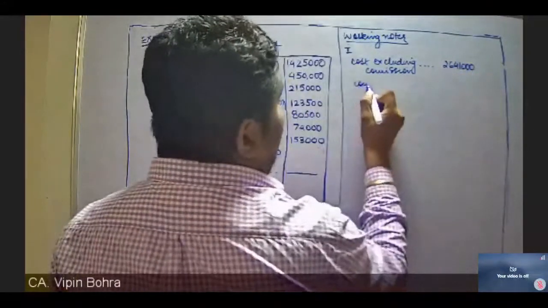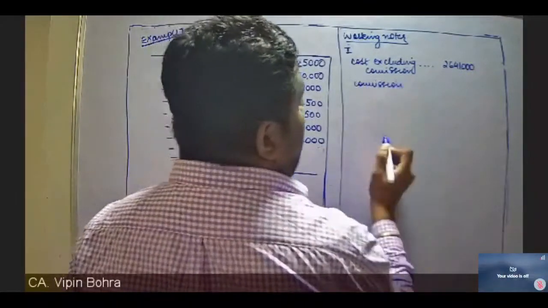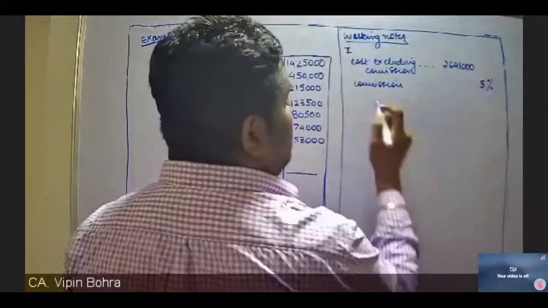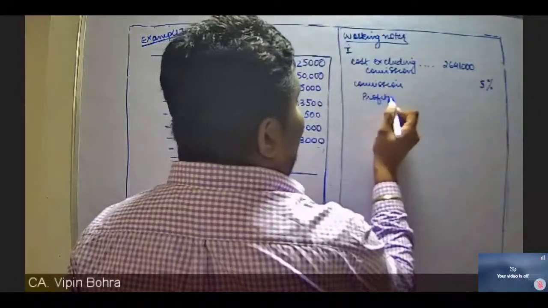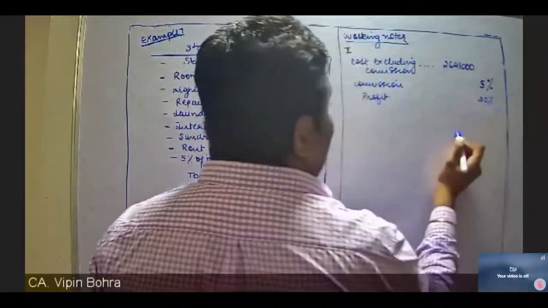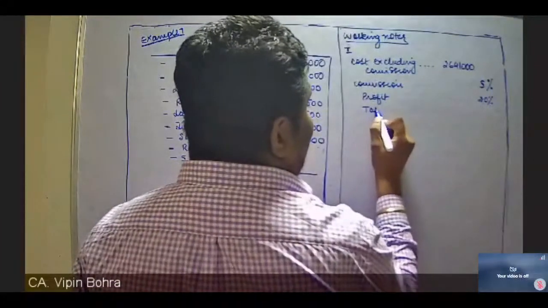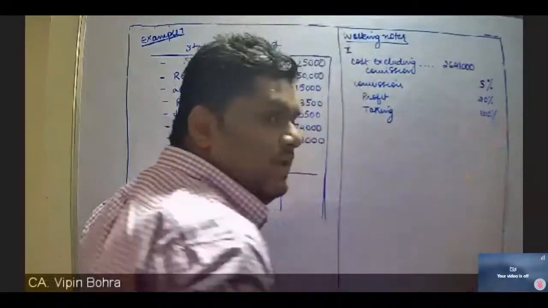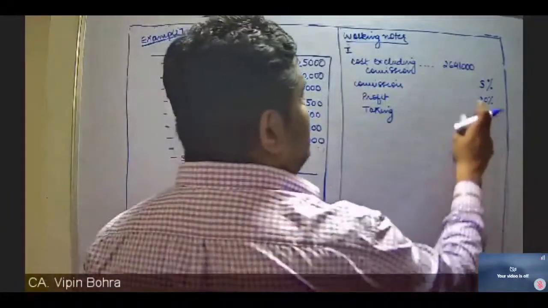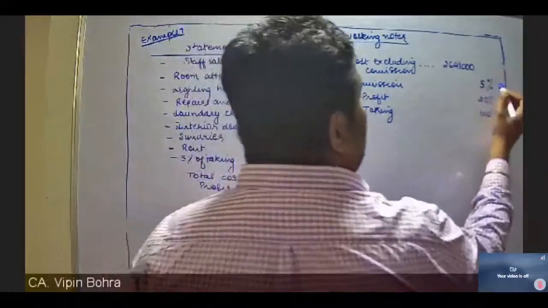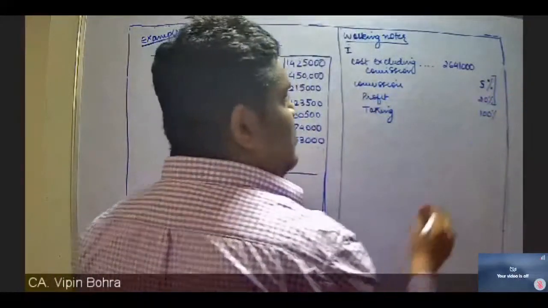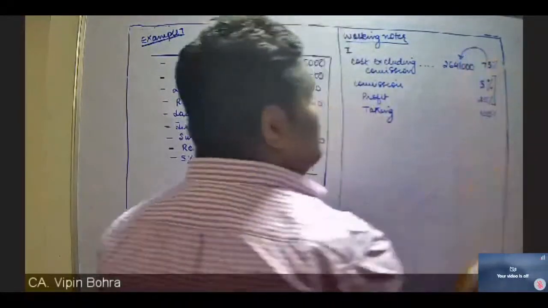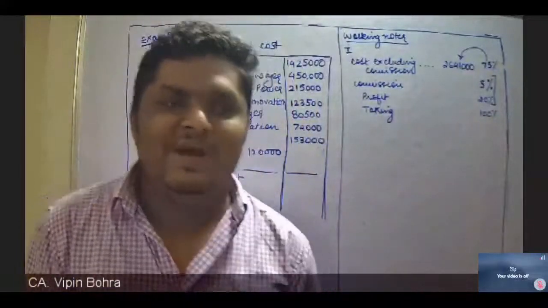Now we have to add commission in it. Now this commission is 5% of total takings. The profit is 20% of the total takings. Let's keep takings as 100%. If the takings are 100%, the profit is 20%, the commission is 5%. So total 25% is gone. So the balance we are left with is 75%, that is equal to the cost we have. I hope this part is clear.